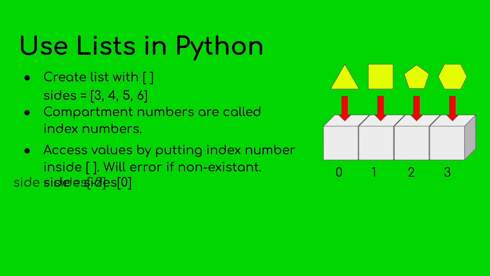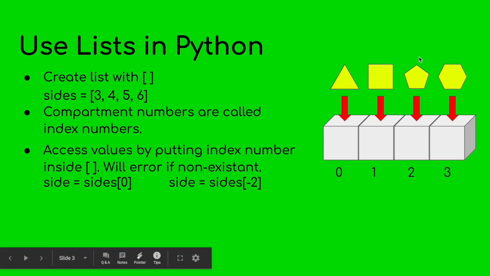The index number can also be negative, and negative index numbers will start from the end of the list, counting from -1. So in this case, -2 would actually be this pentagon.